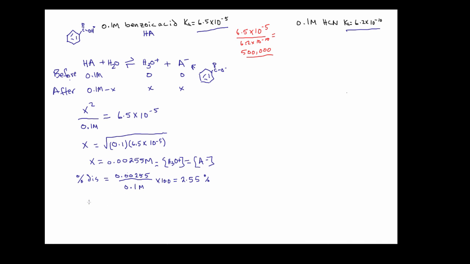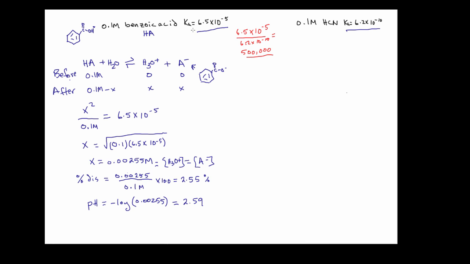All right, so now I'm going to go ahead and get the pH. So the pH of this is going to be equal to minus the log of the concentration, 0.00255, and what I get for my pH is about 2.59, which is in the range that you would expect for a weak acid that has a Ka around this value.